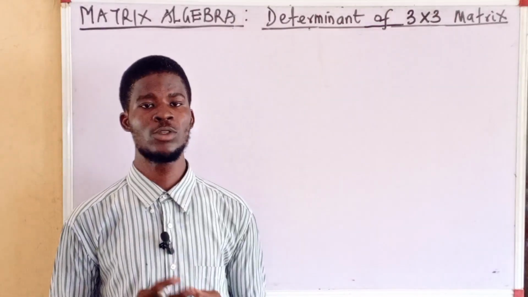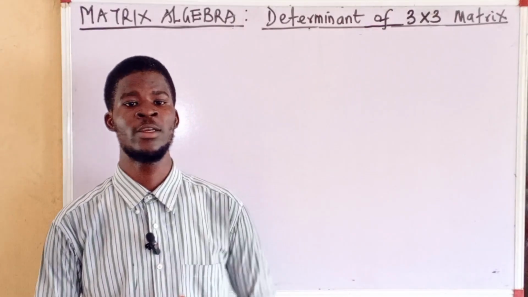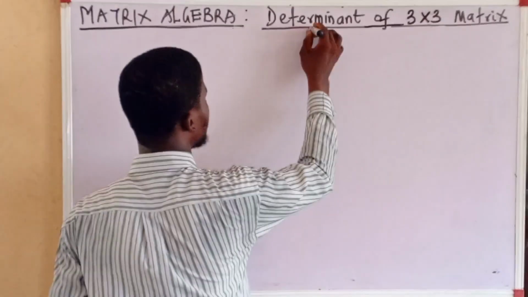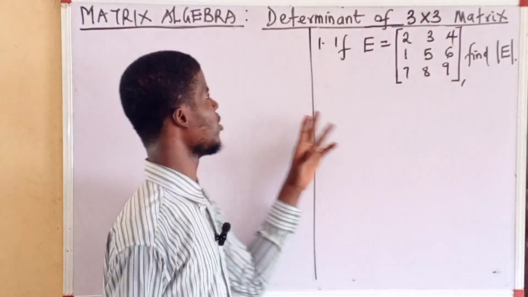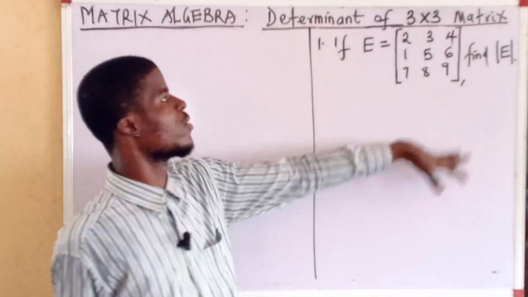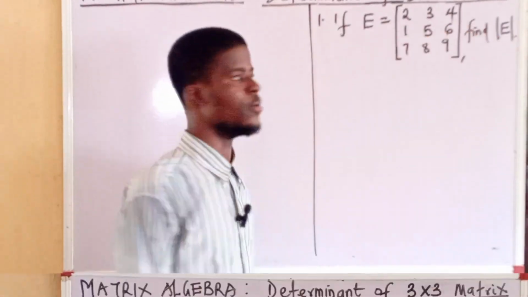In this video, we are going to talk about the determinant of a 3 by 3 matrix, still on matrix algebra. I have a matrix on the board, E, equal to this. I want to find the determinant of the matrix E.